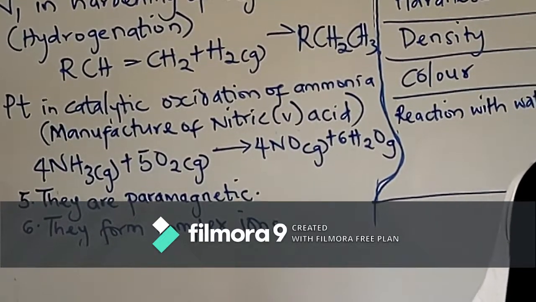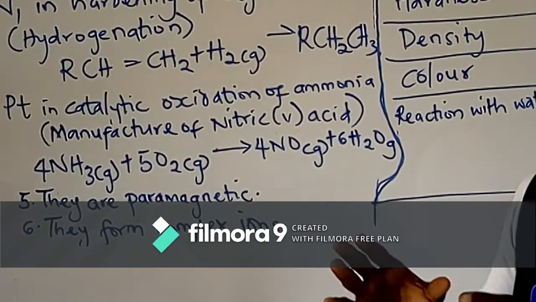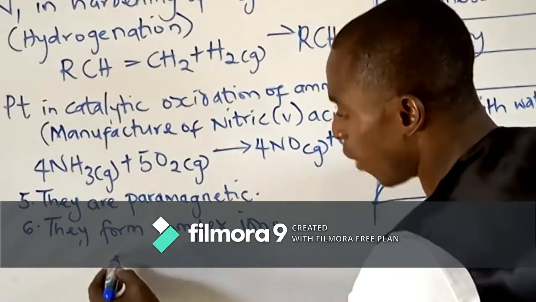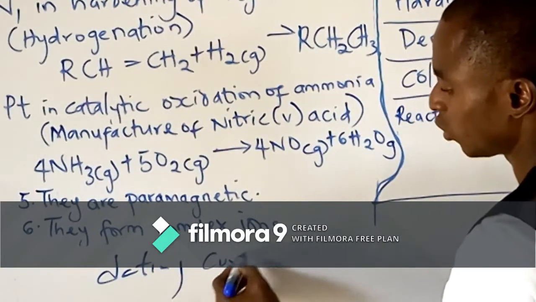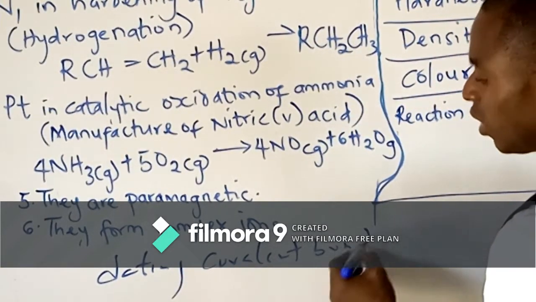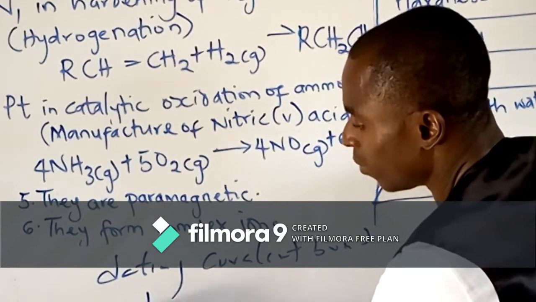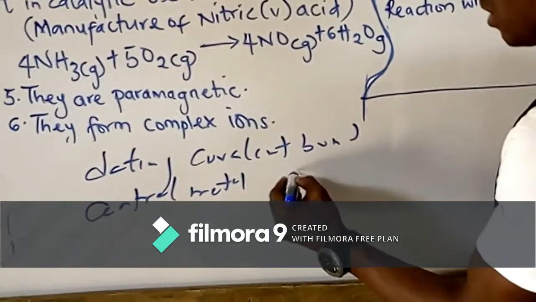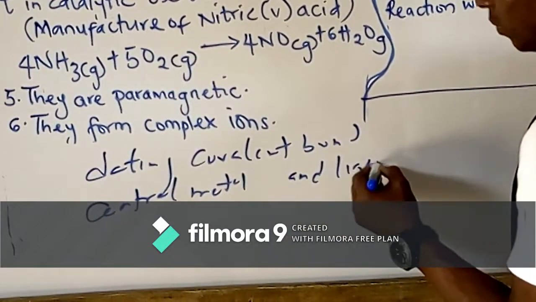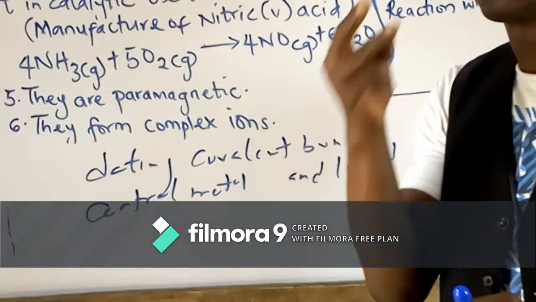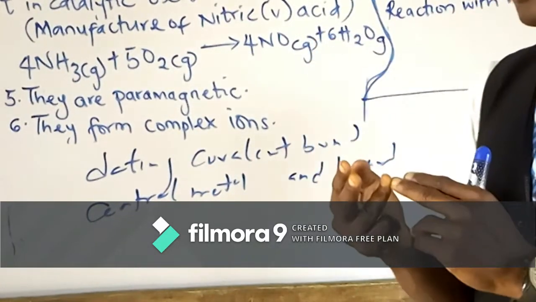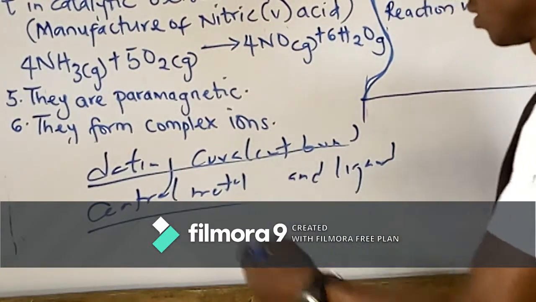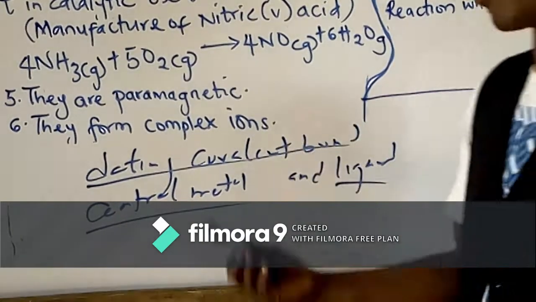Now, a complex ion is an ion that is formed from the dative covalent bond between a central metal, which is usually a transition element, and a ligand. Again, I want you to take note of the 3 keywords in the definition. The keywords are dative covalent bond, central metal, and ligand. So, what is a complex ion?